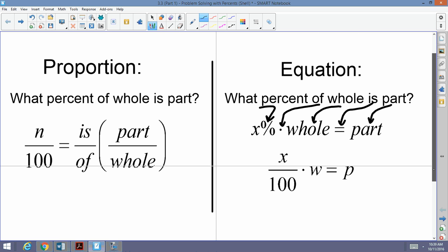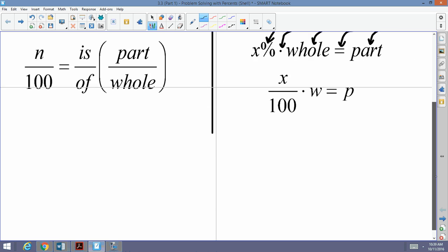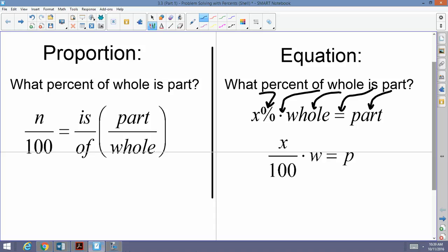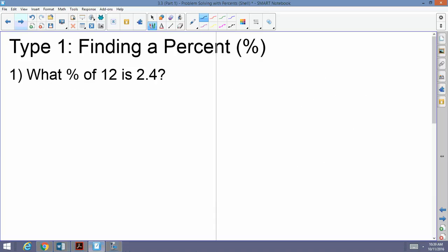Make sense, guys? Okay. So, let us continue. There are three types of percent problems that we're going to learn, where they can ask you for the percent, the whole, or the part. Then we're going to learn about markup, taxes, and discounts. Then we're going to learn about percent change. That's why I broke this up into two different parts today. But today we're going to learn how to find the percent, the whole, and the part.